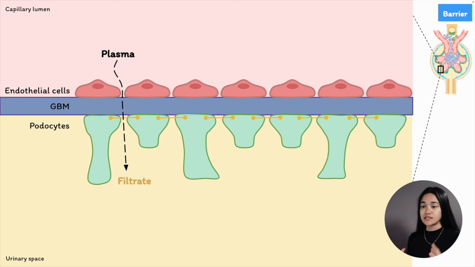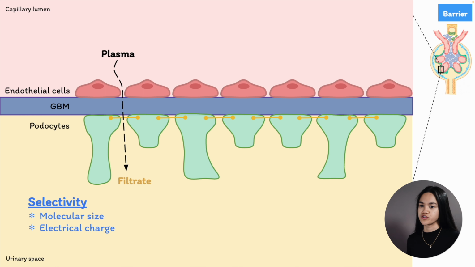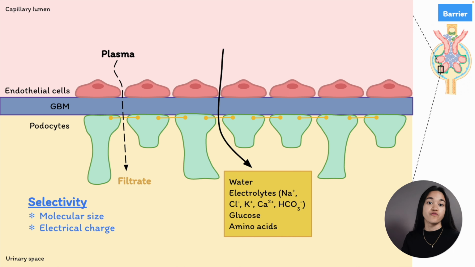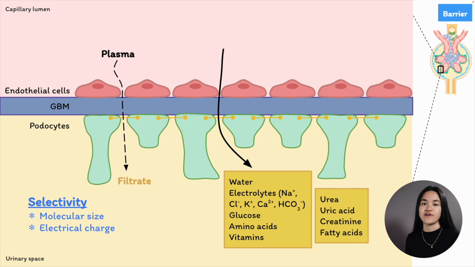Now, the selectivity of the barrier is really important for renal function. It's based on both molecular size or weight and electrical charge. Low molecular weight substances can pass through. This includes water, electrolytes and small ions such as sodium, chloride, potassium, calcium, magnesium, and bicarbonate. What else can pass through? We have glucose, amino acids, vitamins, urea, uric acid, creatinine, and fatty acids.